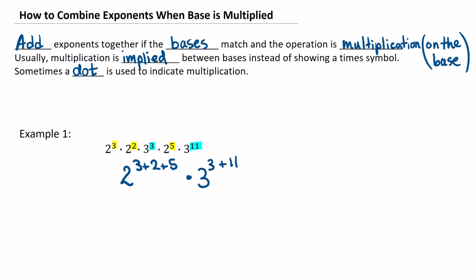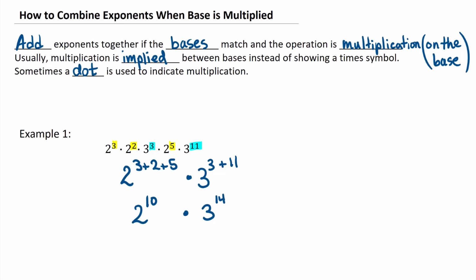This is a lot easier than writing out all those numbers multiplied together that many times. I don't want to sit here and write 3 times 3 times 3 11 times. So this is a much faster way to do it. 2 to the 3 plus 2 plus 5 gives me 2 to the 10th power, times 3 to the 3 plus 11, which gives me 3 to the 14th power.